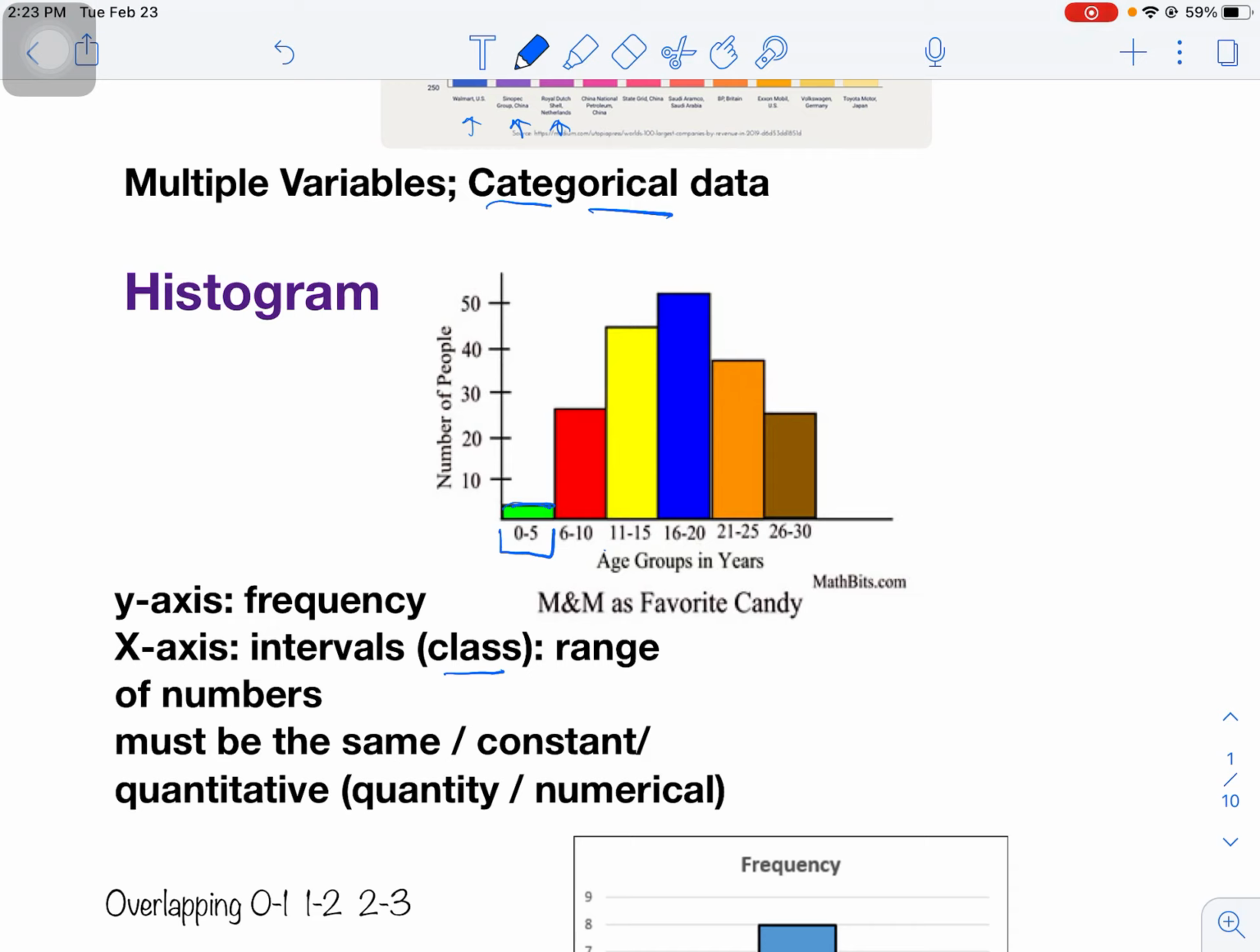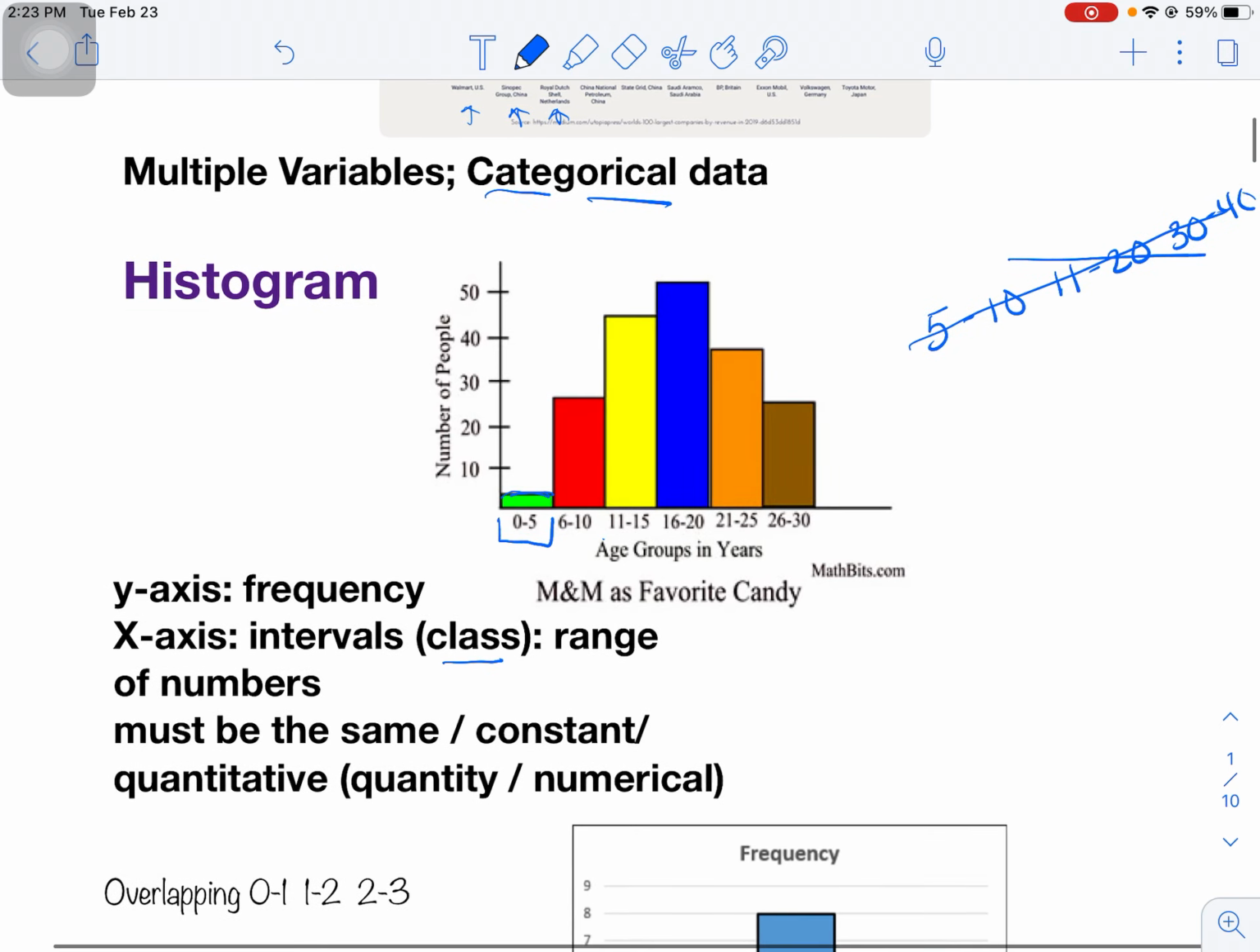So we wouldn't start at, let's say, 5 and go to 10, and then 11 and go to 20, and then skip and go from 30 to 40. That would be all messed up. We would not do that. So then we look and see, okay, we know the difference. We got categorical or bars, and then for our histograms, these are quantitative. Quantity meaning numbers, numerical, quantitative. So we're talking about numbers of things.